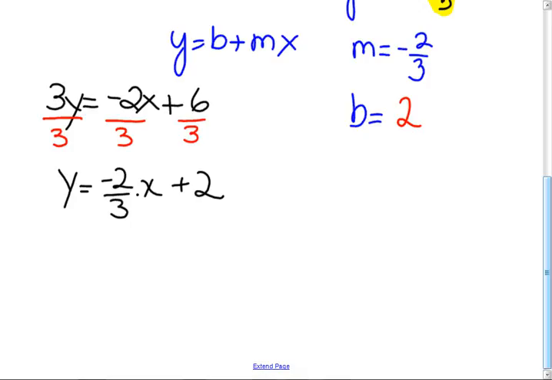It's the same thing. What's the slope? The slope is the number you multiply by x. The slope measures what? How steep the line is.